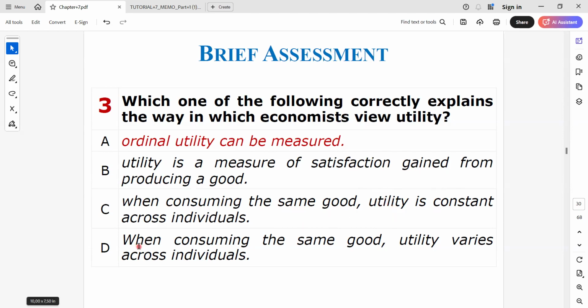And then, when consuming the same good, utility varies across individuals.